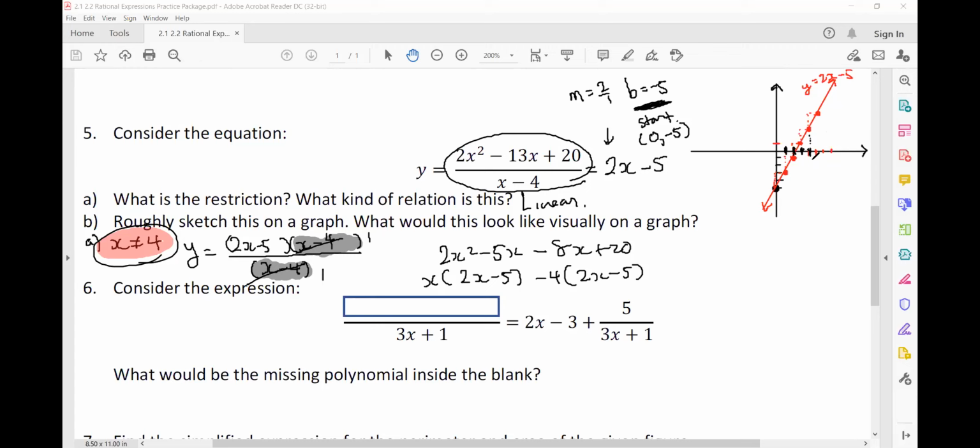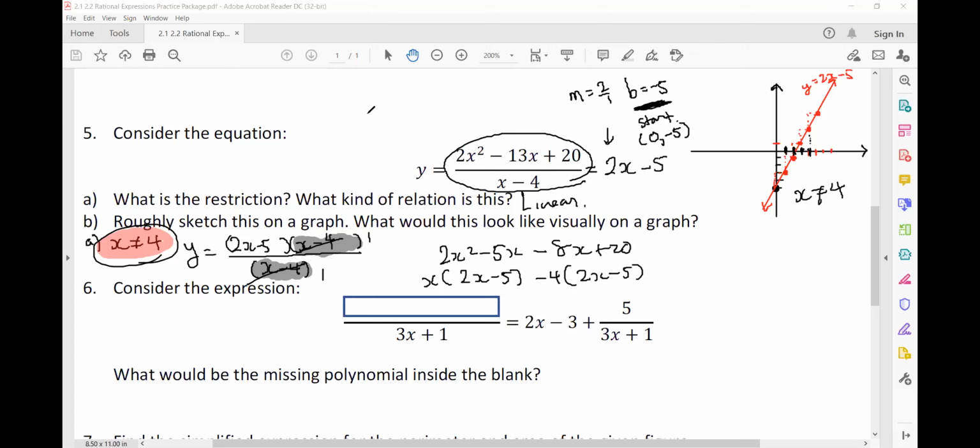X does not pass through four. Yes, but this is still in writing. How do I show it as a picture, as a graph? What do you think I do to the graph? How do you think I show it on the graph? Erase the point.